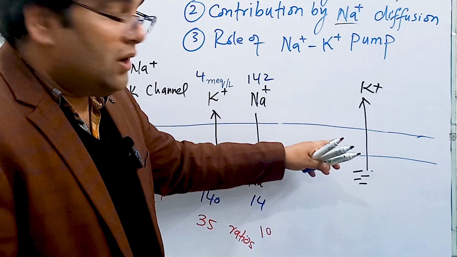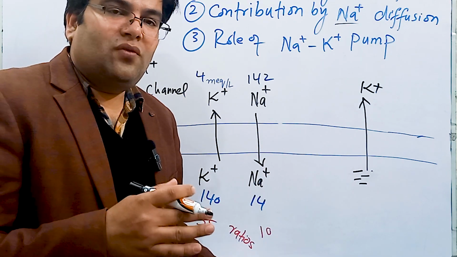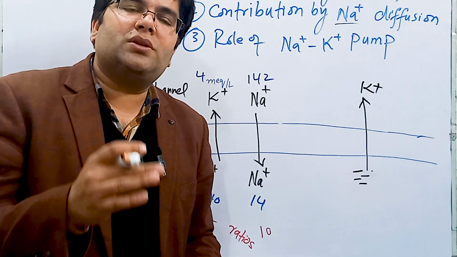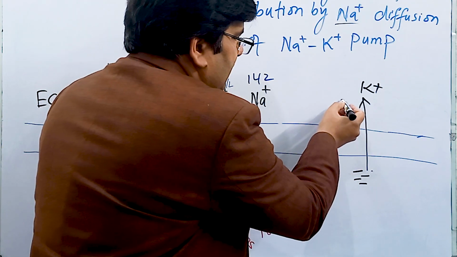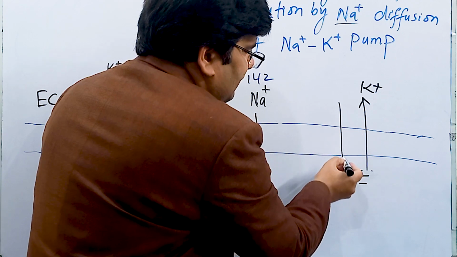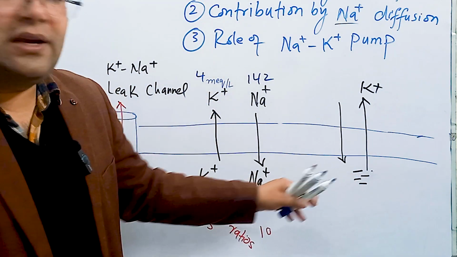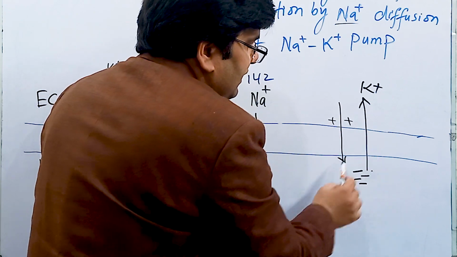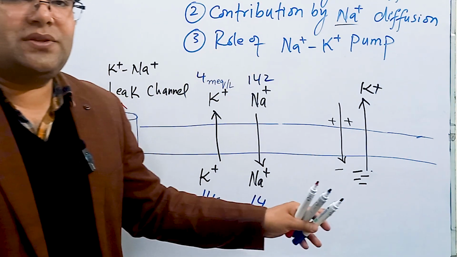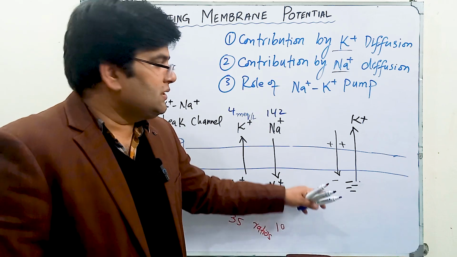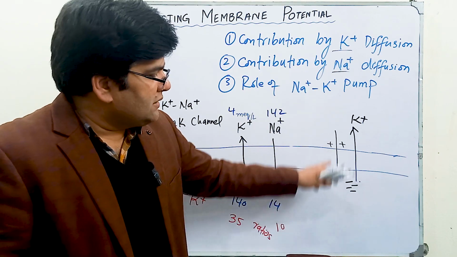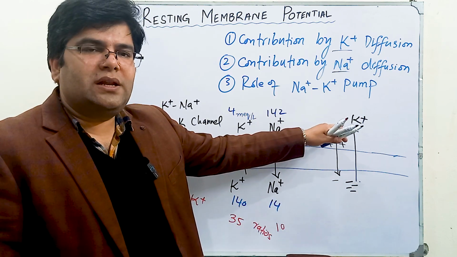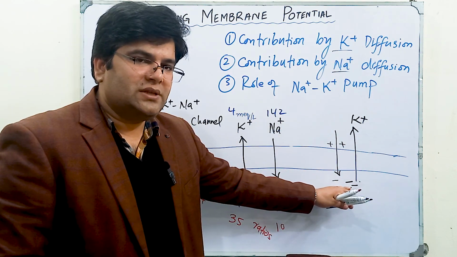And now another force will develop, which is called diffusion potential, because it develops because of diffusion of the potassium ion. The direction of this diffusion potential will be from out to inside, because when potassium is moving outside, positive charge will develop outside of the cell and negative charge will develop inside of the cell. So the direction of this diffusion potential is from positive to negative, and this is towards inside. When more and more potassium flows outside of the cell, more negativity develops inside of the cell.